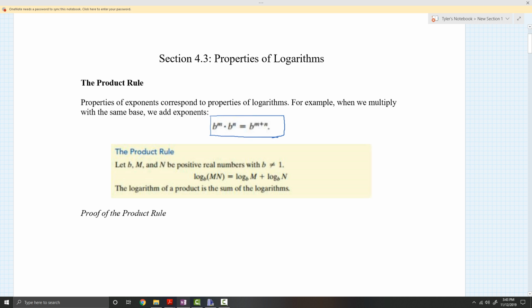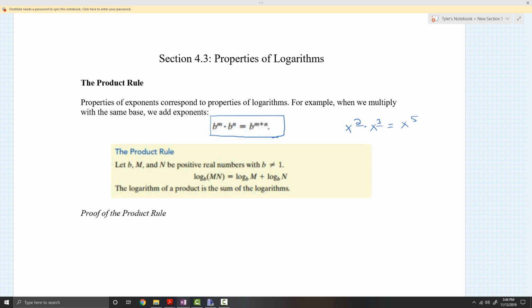That's what this is showing. If you have b to the m times b to the n, this is equal to b raised to the m plus n, the addition of the exponents. Just so that way, if we have x squared times x to the third, this is equal to x to the fifth, because we add together 2 plus 3 to get to the fifth power. This is a pretty common rule that we use throughout algebra, multiplying polynomials together and such.